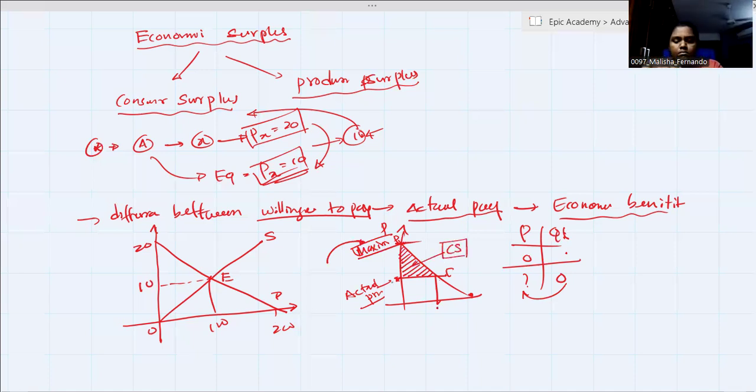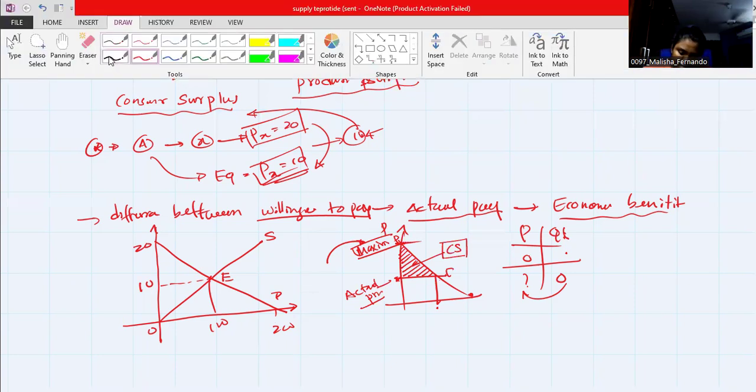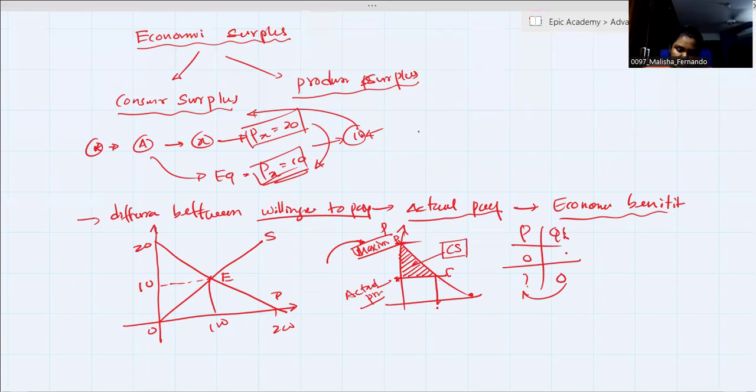We call it CS. If you can calculate the value of this area, this is the consumer surplus. Then how can you calculate the consumer surplus? This is the equation. CS means consumer surplus.